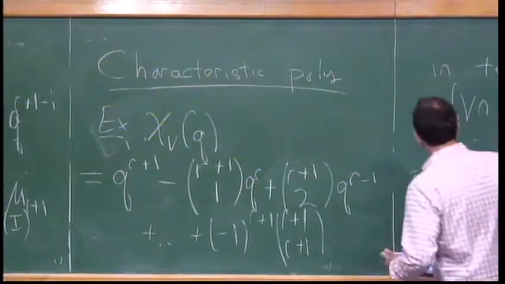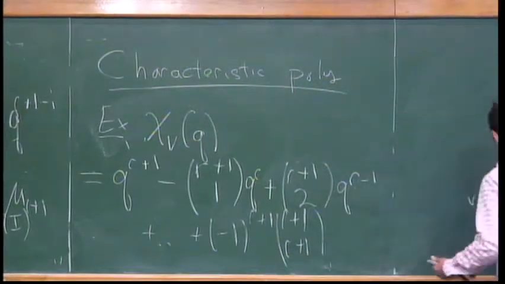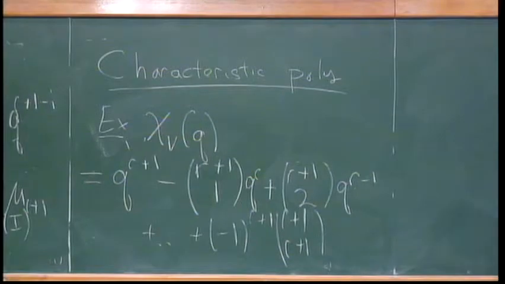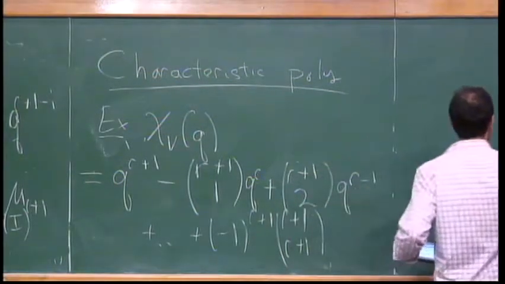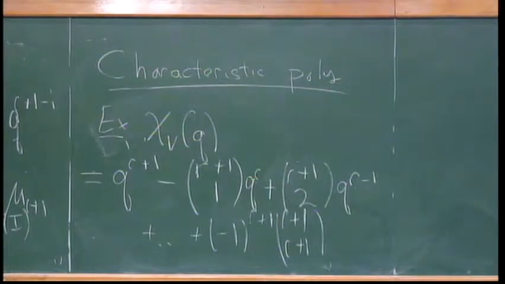OK. So now let me tell you about what used to be the Rota, Heron, and Welsh conjecture in the realizable case, and is now a theorem with June Huh.